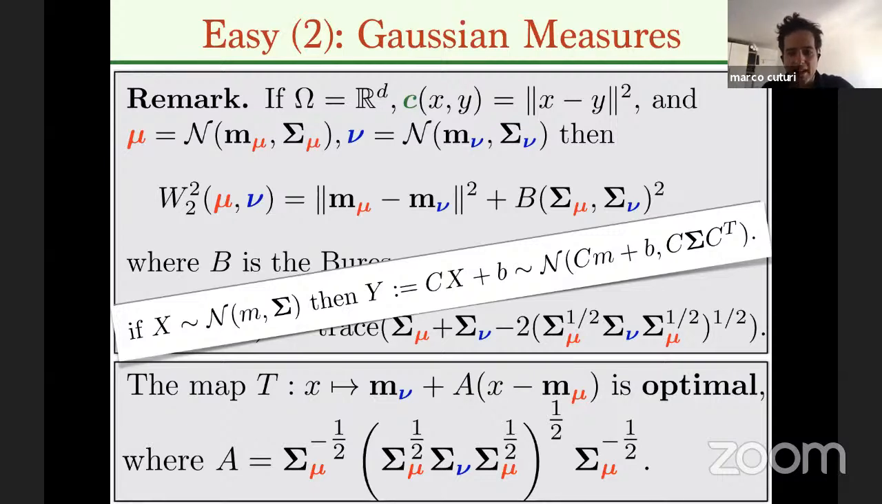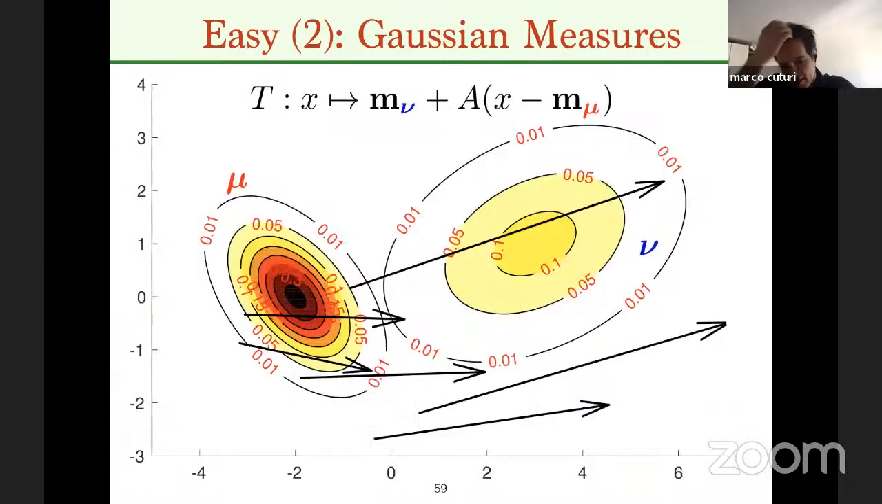Now, why can I claim that this is an optimal mapping? Well, I can claim this is an optimal mapping for the following reason. So let me just help you visualize a bit. Here, this is real data. I mean, real measure. This is a Gaussian here. Those are the level sets of the Gaussian. This is another Gaussian with another level set.